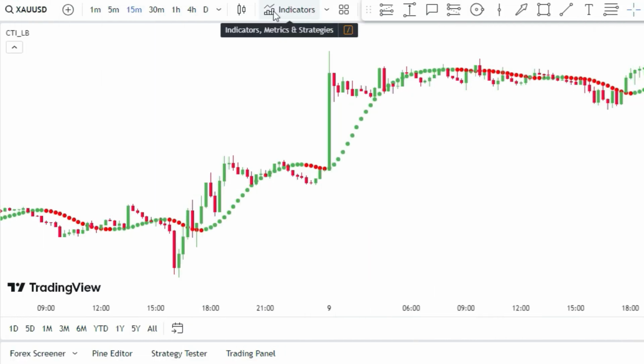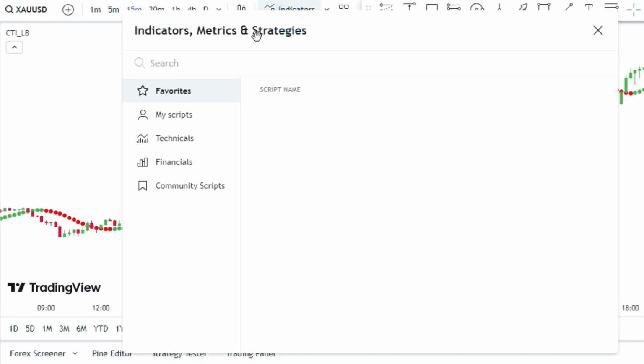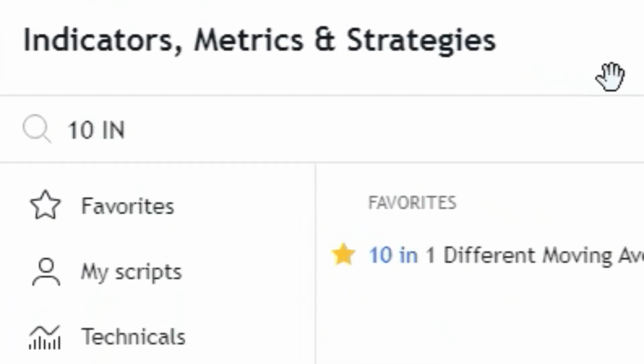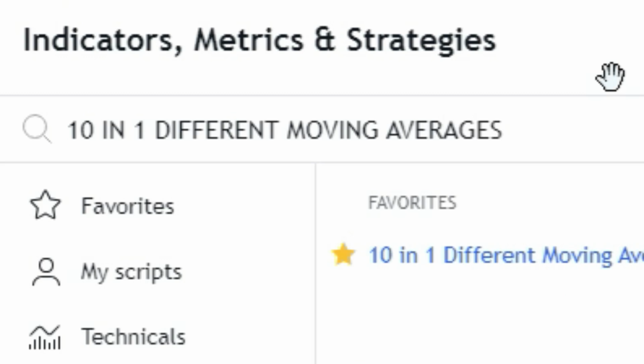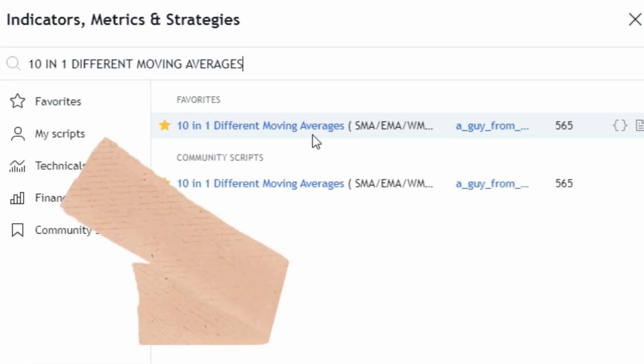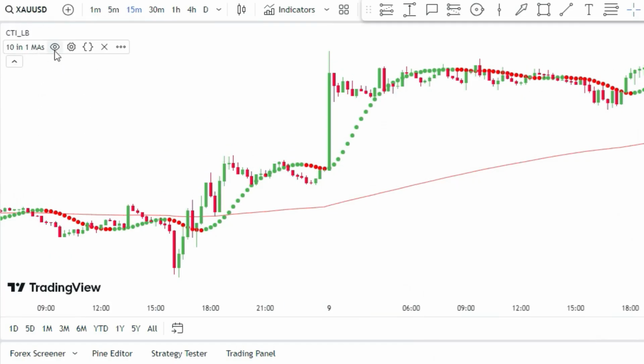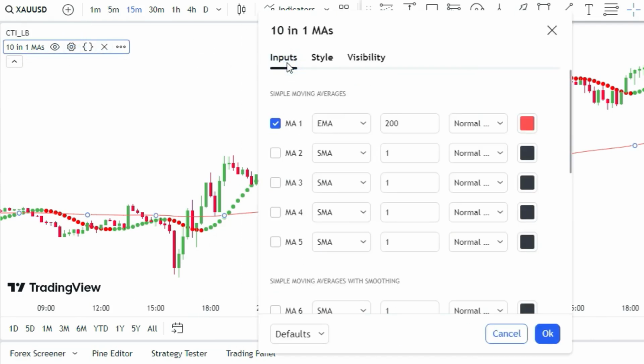To tackle this, we'll bring in a trend detection indicator. For this strategy, we'll use the 10 and 1 different moving averages indicator as your trend spotting tool. But before we dive in with this indicator, let's tweak it a bit, just like I'm showing you here.